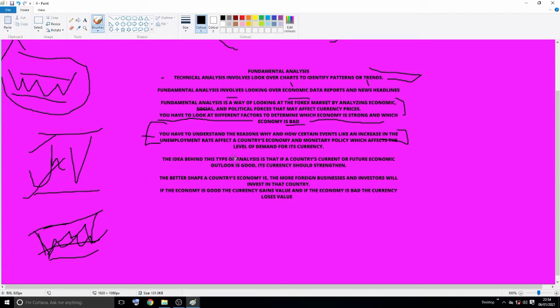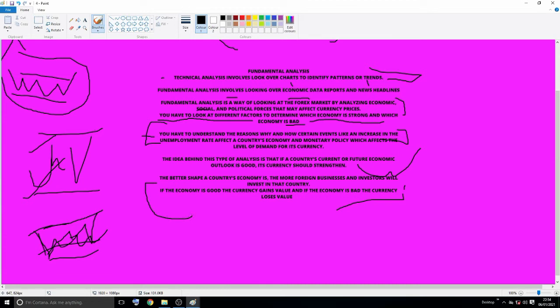The idea behind this type of analysis is that if a country's currency or future economy looks good, the currency should strengthen and it can start going up. The better the shape of a country's economy is, the more foreign businesses and investors will invest in that country. If the country is good, the currency gains value, and if the country is bad, the currency loses value.